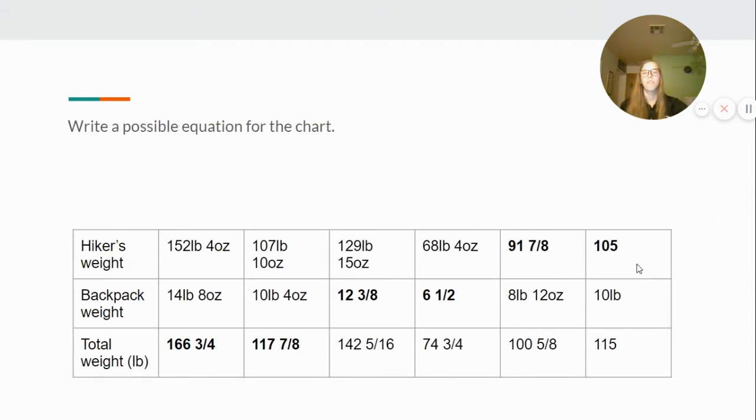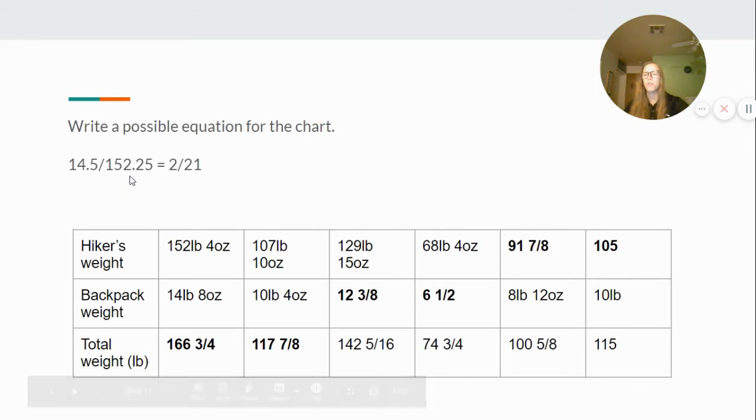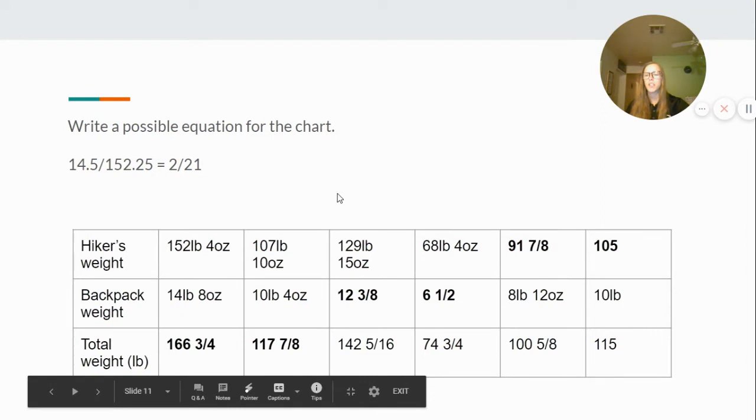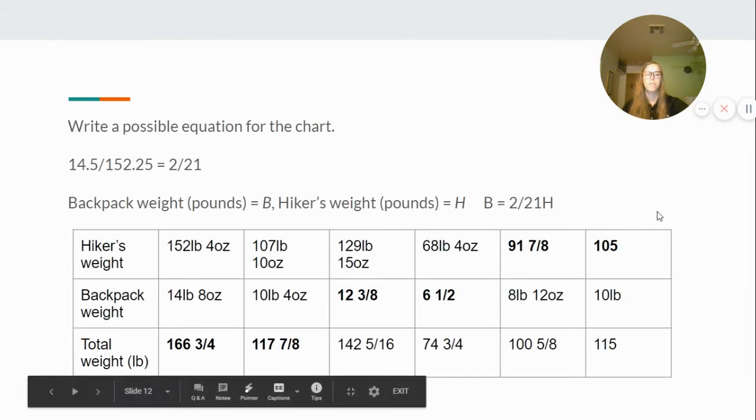So what could we write for an equation for the chart? 114.5 divided by 152.25 equals 2/21 for this first one here. So the backpack weight in pounds is B, hiker's weight in pounds is H. B equals 2/21 times H. So for example, we could take the hiker's weight here, 105 times 2/21. We would get the backpack weight of 10.